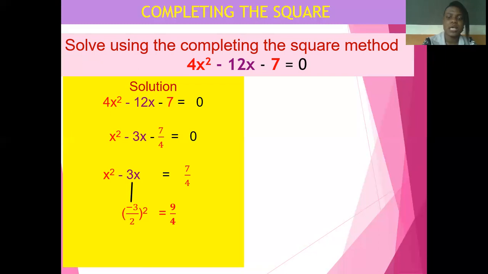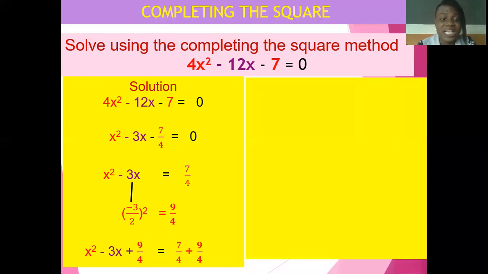Balance is important. So we have x squared minus 3x plus 9 over 4 equals 7 over 4 plus 9 over 4. That becomes, okay, 7 plus 9 is 16 over 4.